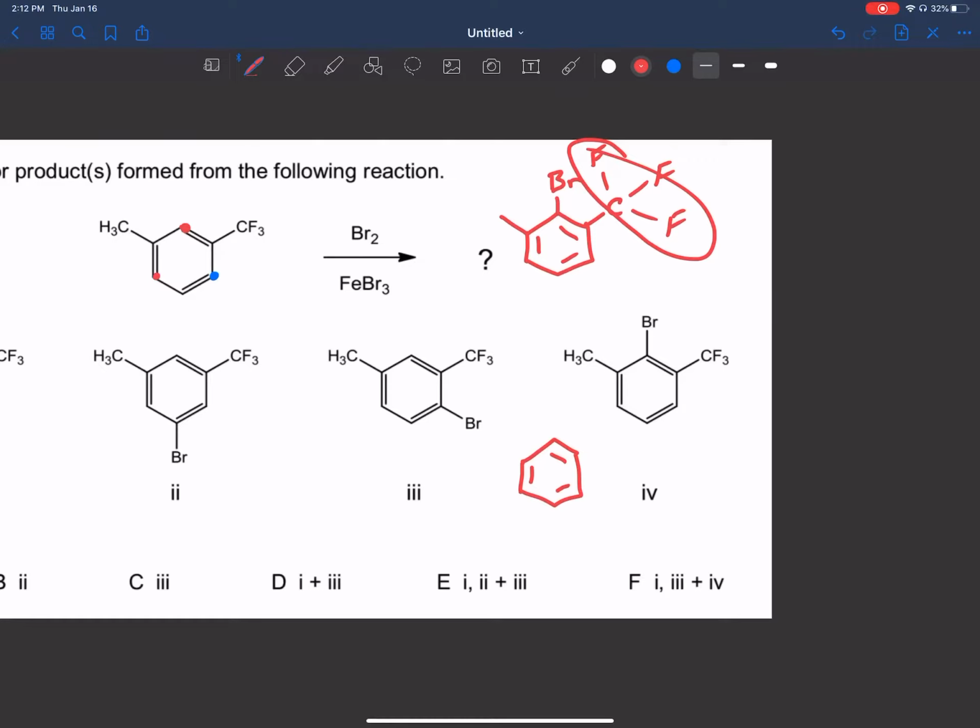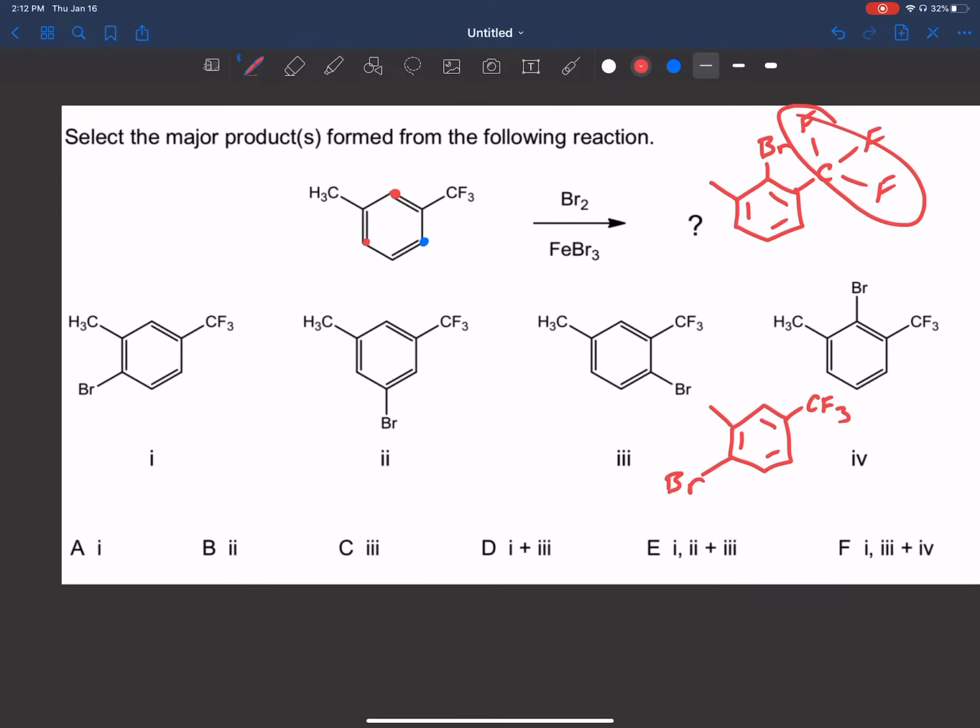But there's still the other ortho position. So we have CF3. We can put the Br right there. That definitely works. That's not sterically hindered. The methyl is pretty small, and we have all this open space over here, nothing touching it. So that works. That could be one of our answers.